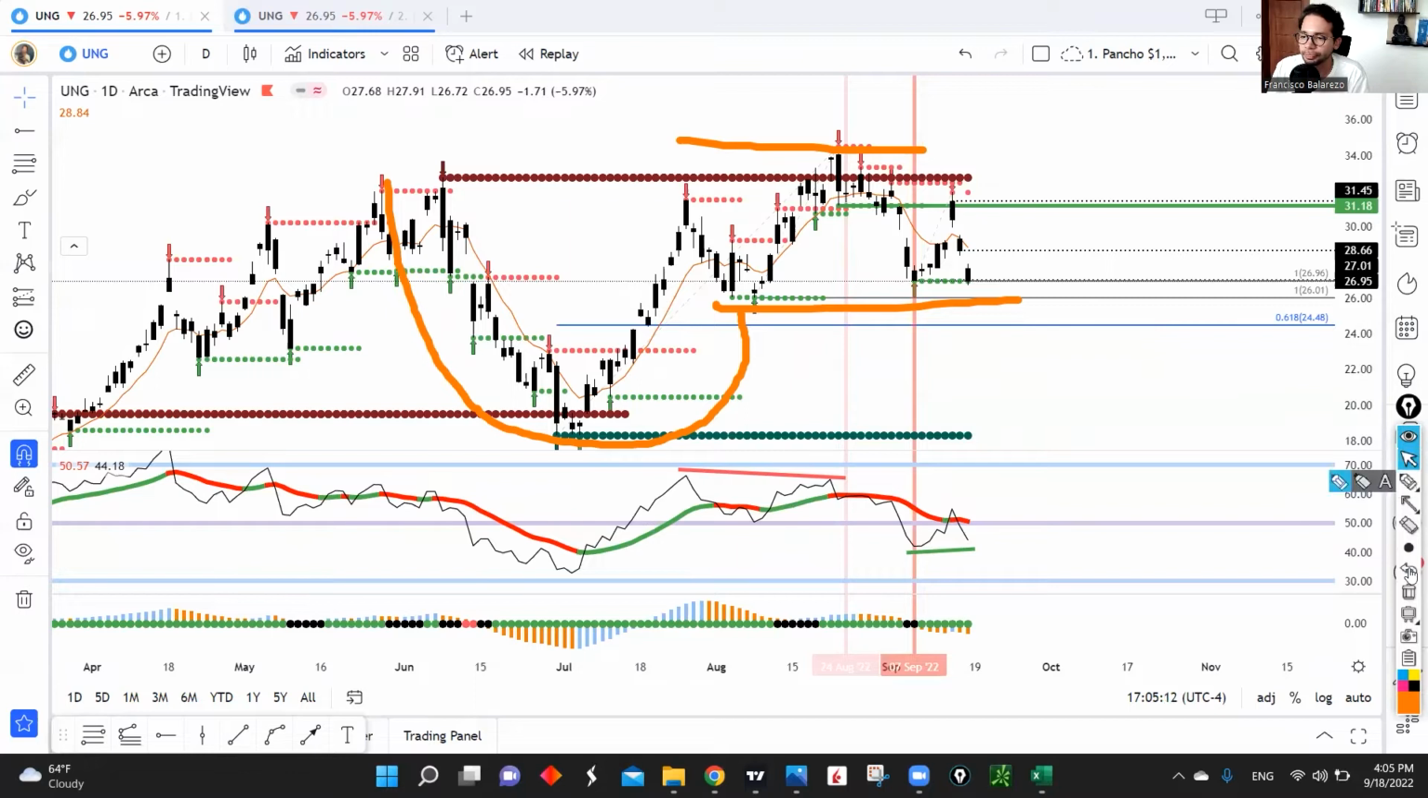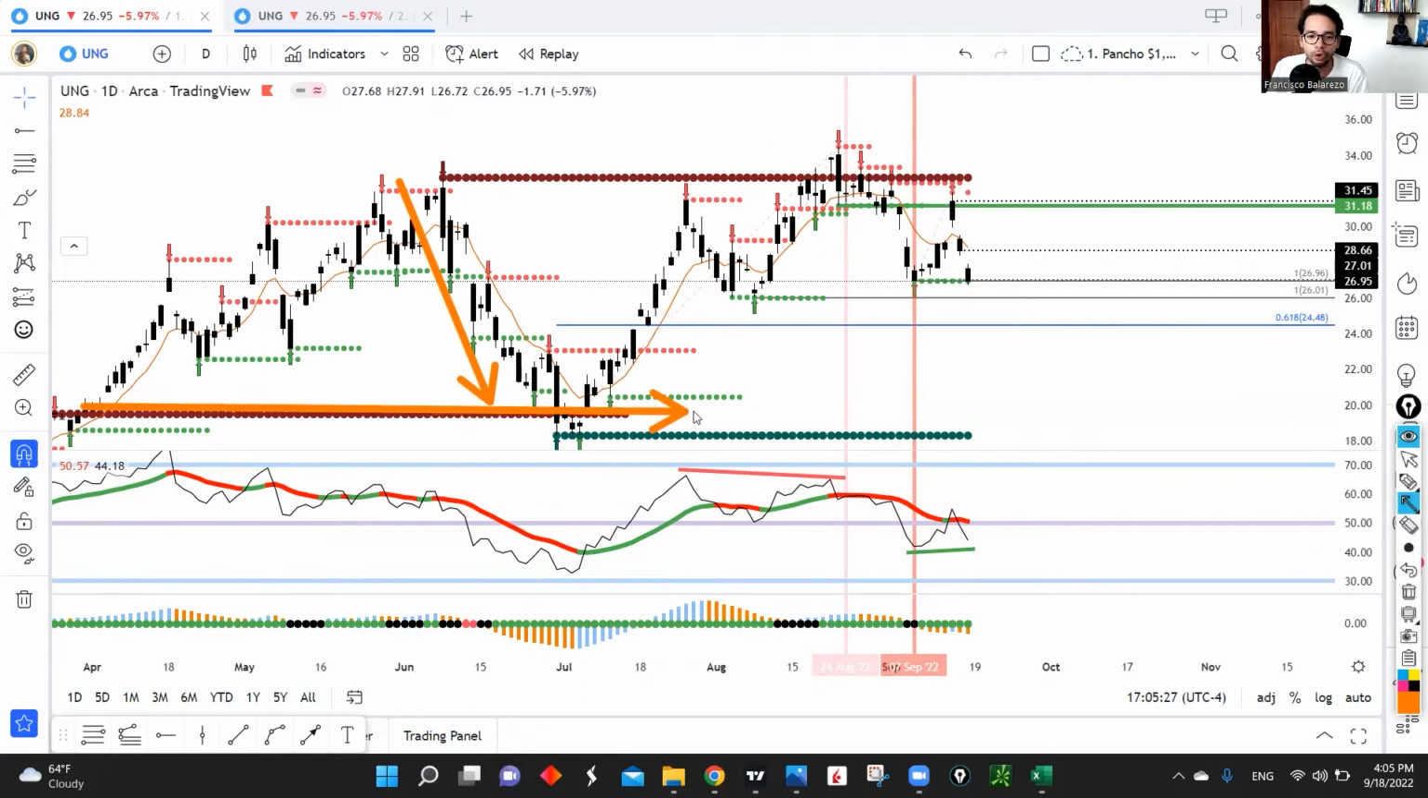So let's start with the basics, and let me go back to the chart. You can see that UNG had a pretty strong move to the downside. We actually found support right at a pretty important level on structure, and then we had a pretty strong reversal. You can see that the momentum turned green, and we had a pretty strong move to the upside.